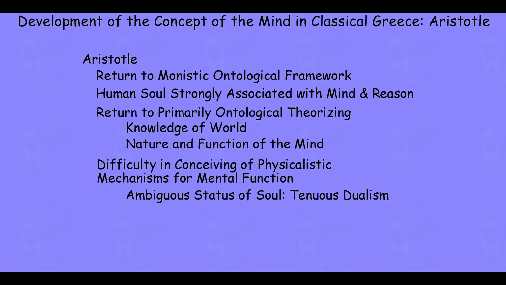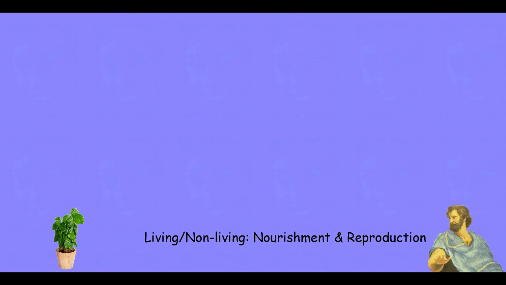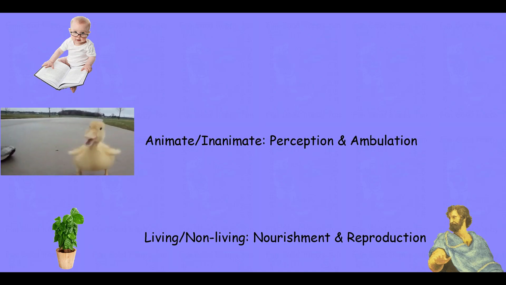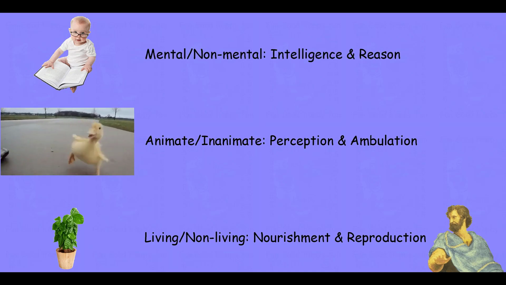As a result, we see Aristotle too falls into a sort of tenuous dualism, an inability to properly categorize the mind or soul within his overall monistic ontological framework. Aristotle goes on to distinguish between the souls of plants, which he assigns the functions of nourishment and reproduction, the souls of animals, with which he associates the functions of perception and ambulation, and the souls of human beings, to which he assigns the functions of reason and intelligence.